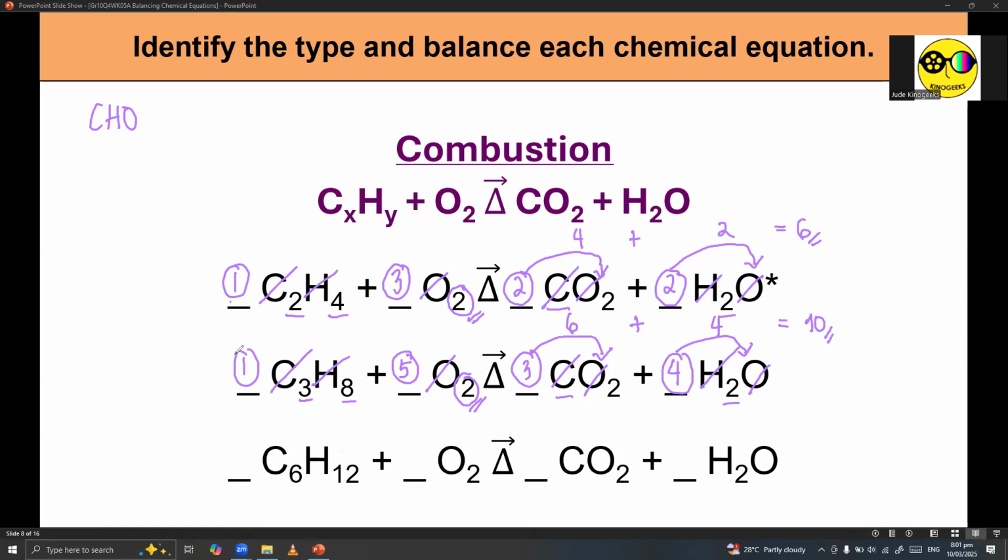Okay? Last example for combustion. Okay, C6H12 was our hydrocarbon. So you have 6 carbon atoms on the reactant side and only 1 on the product side. So you multiply CO2 by 6. Then that means carbon is done with. For hydrogen, you have 12 on the reactant side and only 2 on the product side. So you multiply H2O by 6.